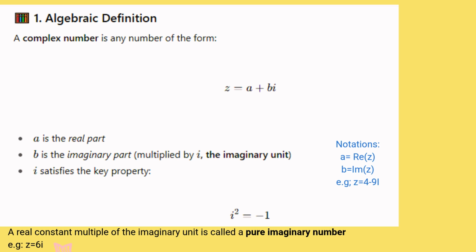Here's another definition, what we call the pure imaginary number. A complex number whose real part is 0 is known as a pure imaginary number, or in another form, a real constant multiple of the imaginary unit is known as a pure imaginary number.